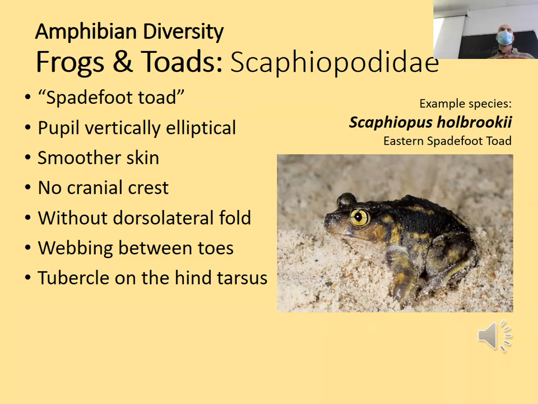And so they'll dig down during the dry season underground, stay nice and cozy, and then when it rains, they'll pop up in great numbers. We do find them in Ohio. So this is the eastern spadefoot toad, Scaphiopus holbrookii. And let me play what this guy sounds like.